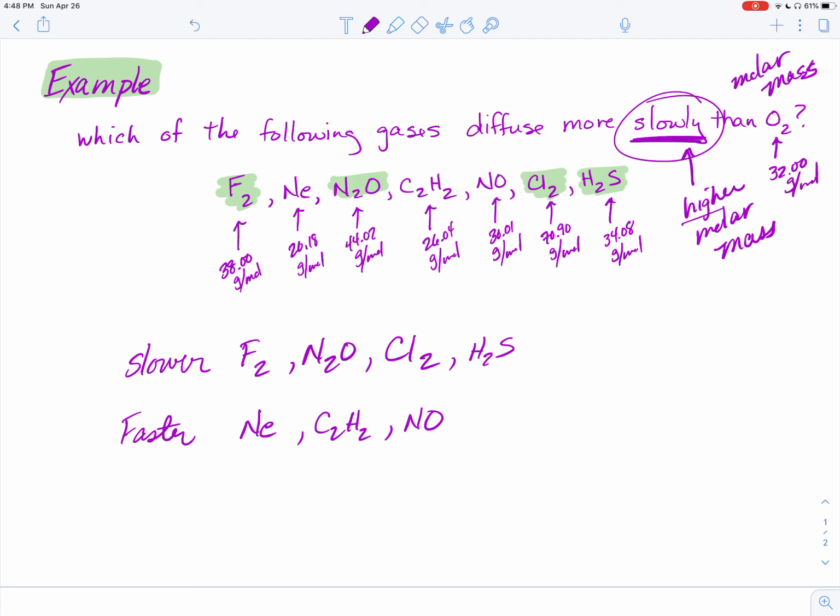And you might ask, which one travels at the closest rate to O2? And you would look at which one has the closest value to 32? And that would be nitrogen monoxide. So there's all kinds of varieties you could ask about the rates of diffusion when it comes to gases, but essentially we're going to be using molar mass as a way to gauge that. Okay, this has been a video on diffusion of gases.